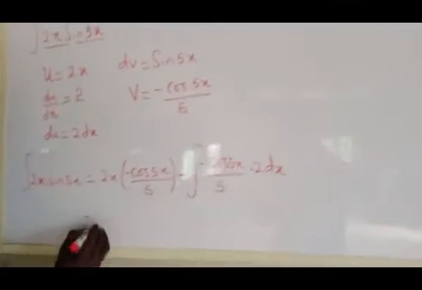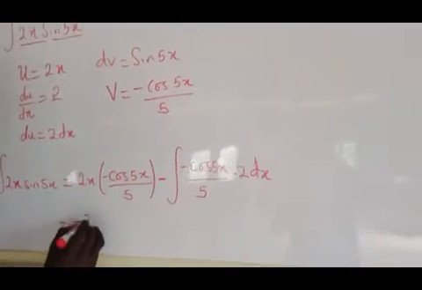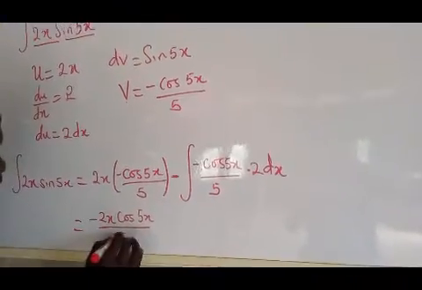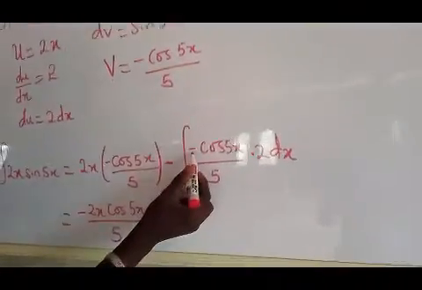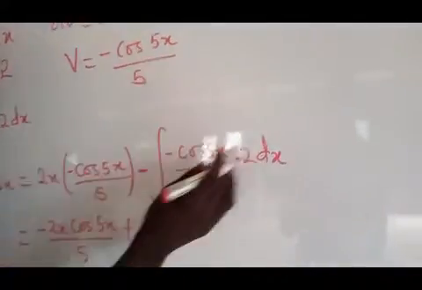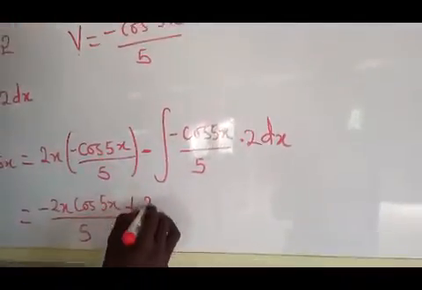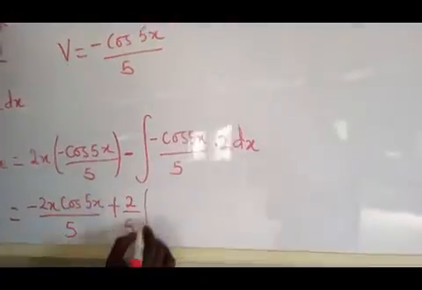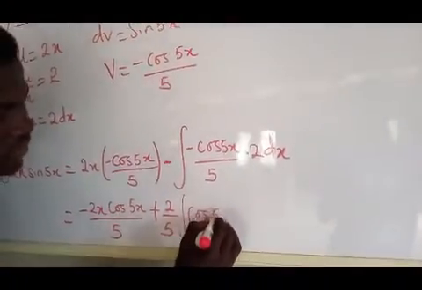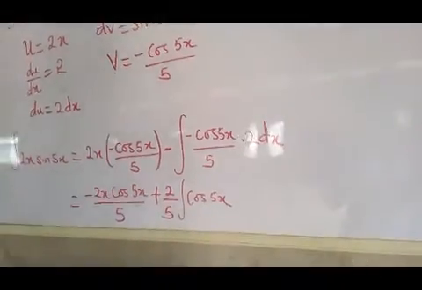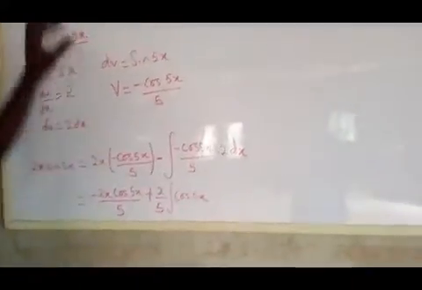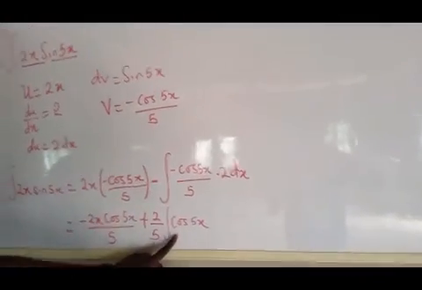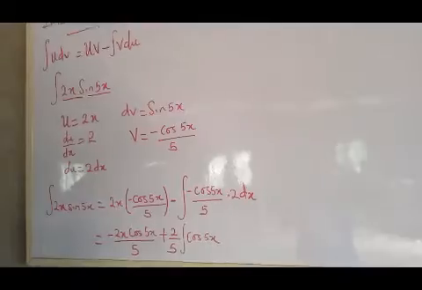Now from here, this multiplied by this will give me what? Minus 2x cos 5x all over 5. Minus times minus will give me plus. These 2, bring it outside. So that will be 2 over 5 integral cos 5x. Are you seeing what I'm saying now? You can see that we've been able to reduce this to a single integral now.